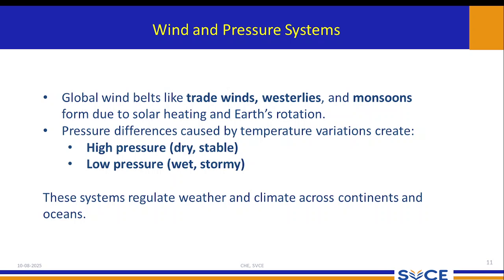High pressure is dry and stable, and low pressure is wet and stormy. This system regulates weather and climate across continents and oceans. When air gets heated up, it goes to the top and creates a vacuum at the bottom. To occupy that space, the nearby air flows toward the low pressure region. So the wind blows. The pressure difference caused by temperature variation creates high and low pressure, where high pressure is dry and stable, whereas low pressure is wet and stormy.